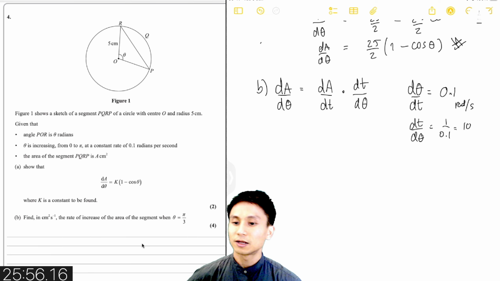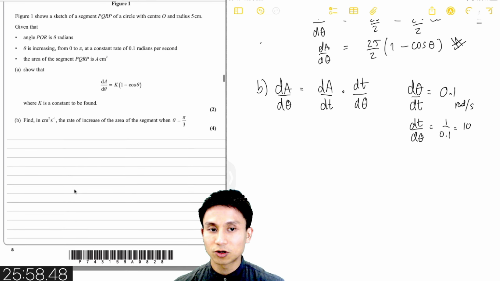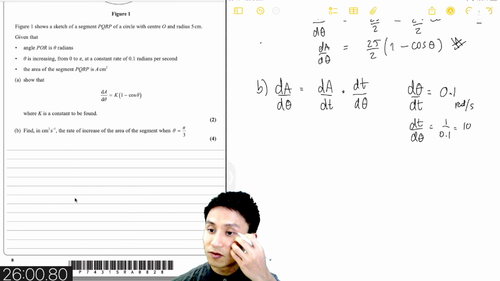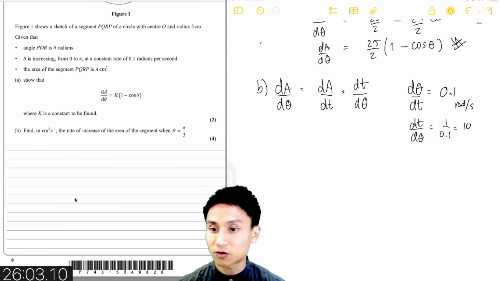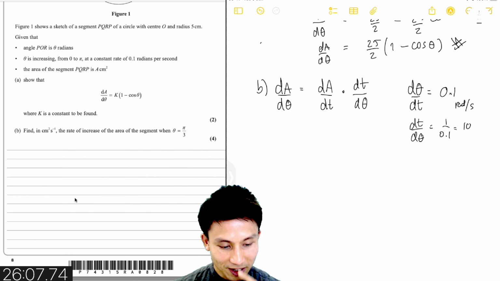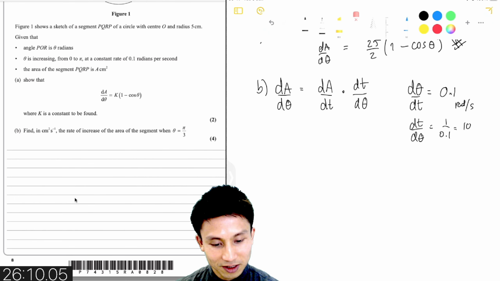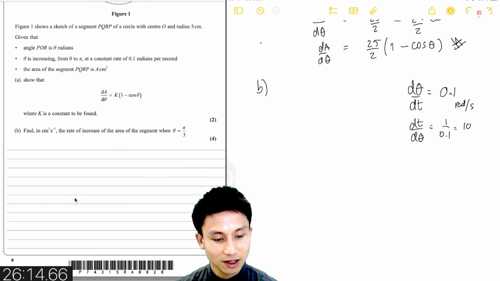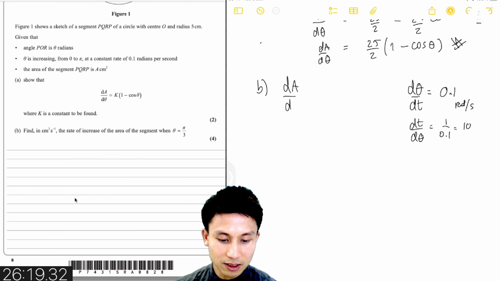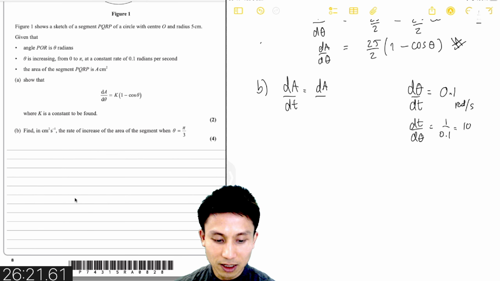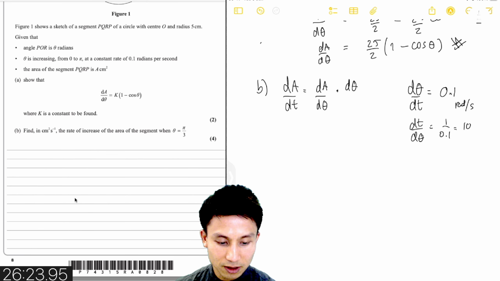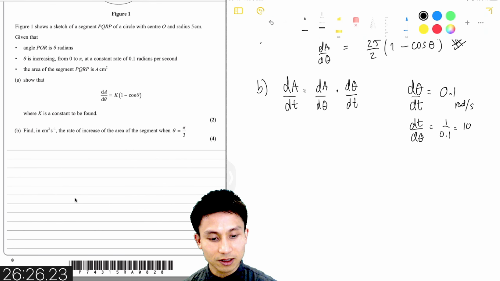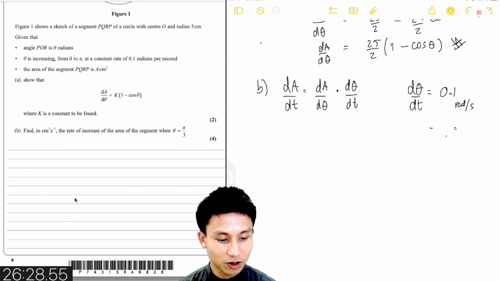Jump to that. Now, where were we for B? We want to find in centimeters squared per second the rate of increase of the area. So we want dA by dt instead. Let me just delete everything out again because we want dA by dt. Let me write a better chain rule equation. So dA by dt again would be dA by d theta times d theta by dt. And d theta by dt is already given to be, again, 0.1.